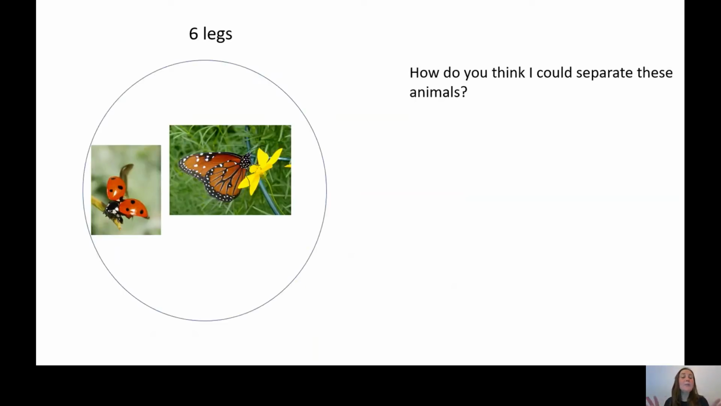Now I've got to ask one more question to try and separate these 2 animals. How do you think I could separate these? Because they've both got antennae, they've both got 3 body parts, they both have wings. What could I separate them with?